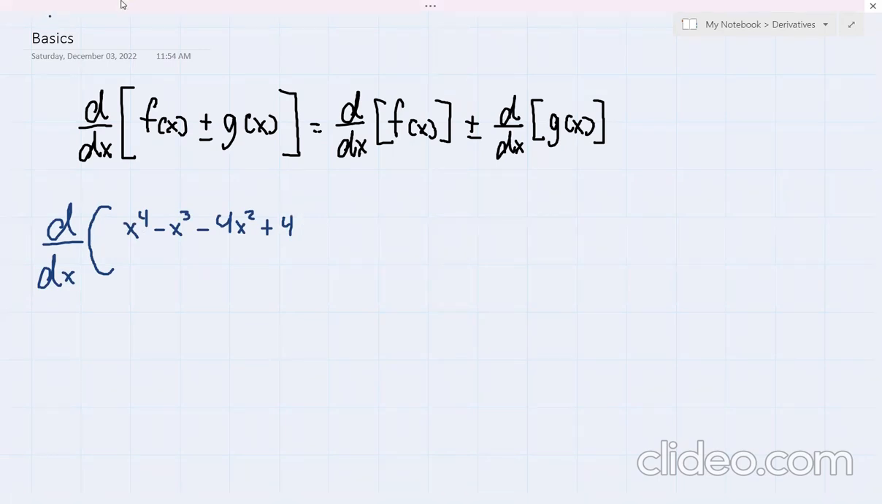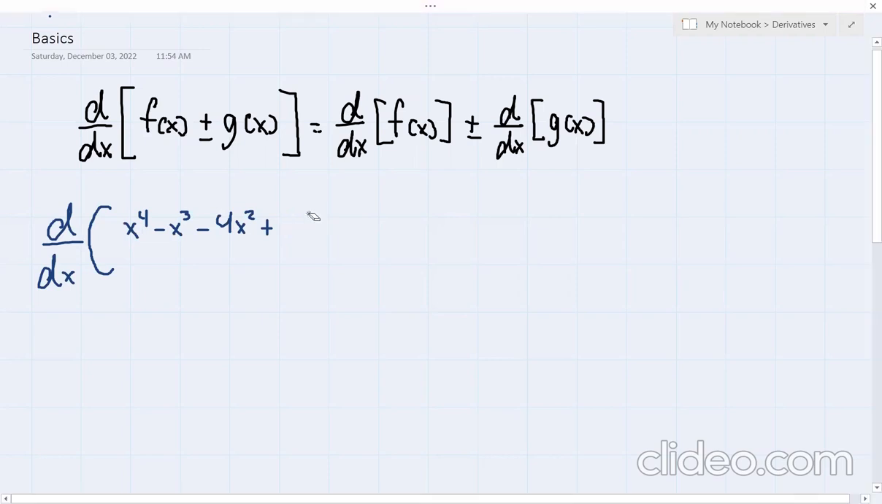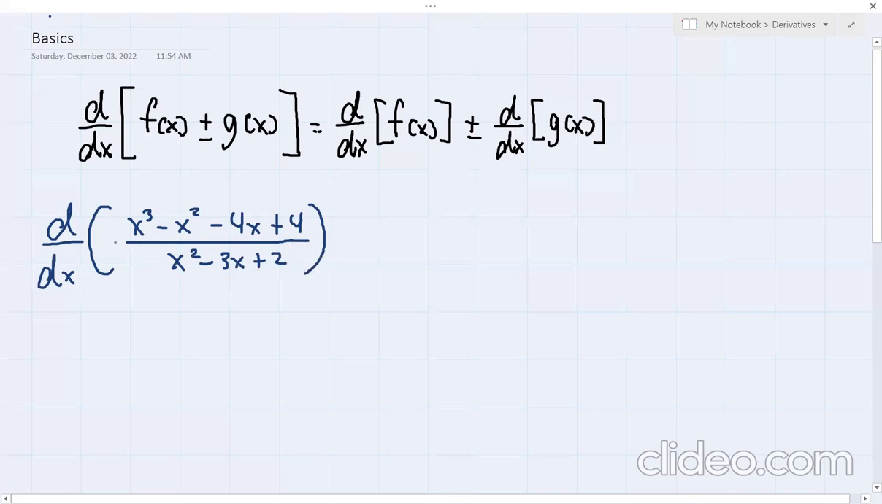Ay, wait. Mali pala ako ng given. Sorry guys. X cubed pala to. X cubed minus x squared plus 4x. Ay, minus pala siya. Minus 4x plus 4. Ayan. Okay na. Sorry guys. Okay. All over x squared minus 3x plus 2. Ayan. Okay na guys. There we go.